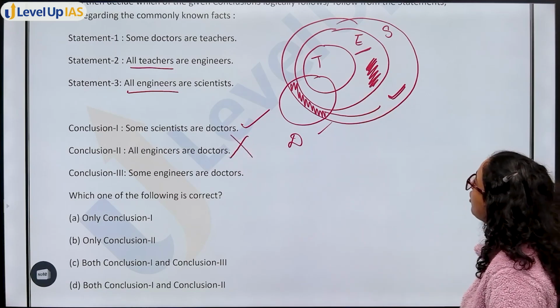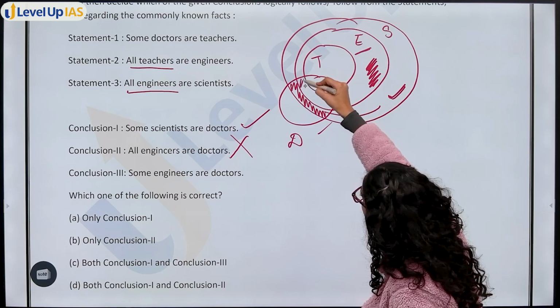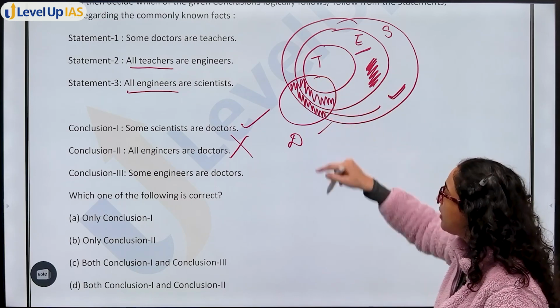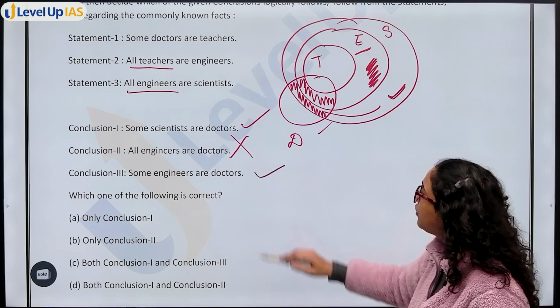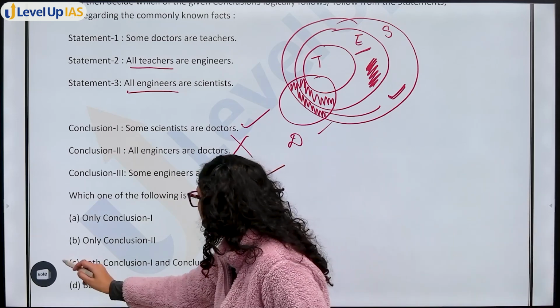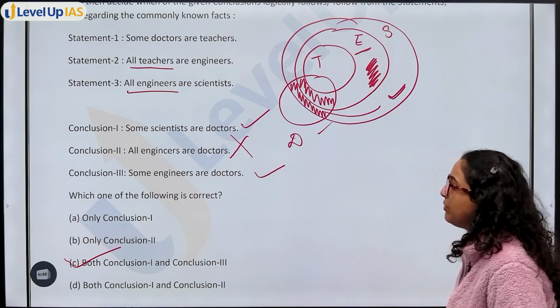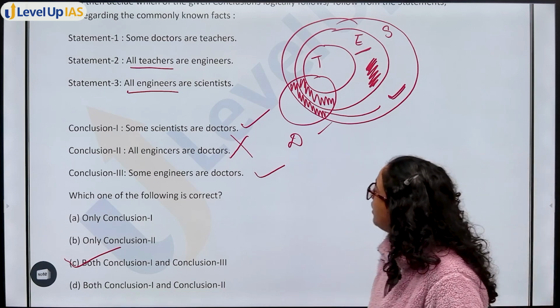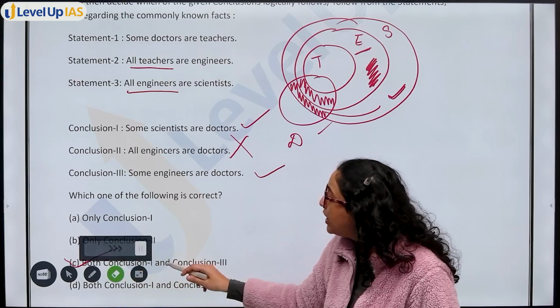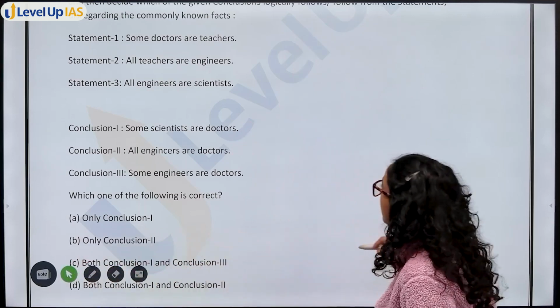Some engineers are doctors. Yes, now this is true. This is engineers and this is doctors. They have something in common. So first and third conclusion follows. That means option C will be my answer. Right? So you can see that questions of this type are not difficult to answer.